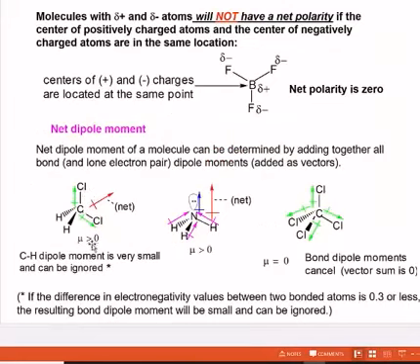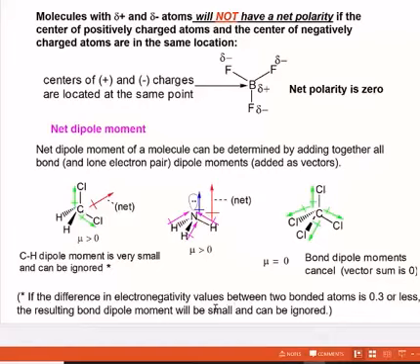There's a rule, though, at the bottom of our slide, in the print where it's asterisk. If the difference in electronegativity values between two bonded atoms is 0.3 or less, the resulting bond dipole moment will be small and can be ignored. That's just kind of a working value to simplify things. When we figure out polarities using dipole moments and bond dipole moments, we're doing that qualitatively. We're not doing it quantitatively, rigorously. So this is just kind of a rule of thumb.